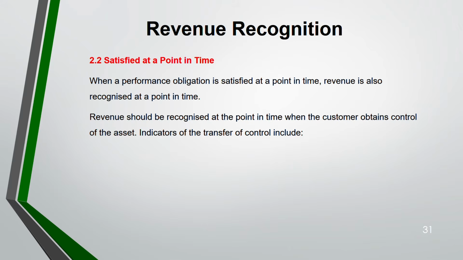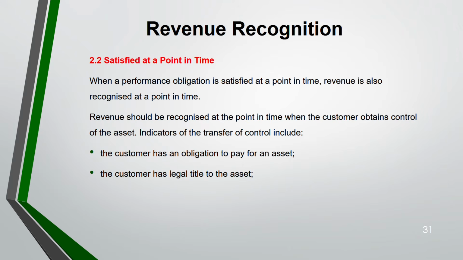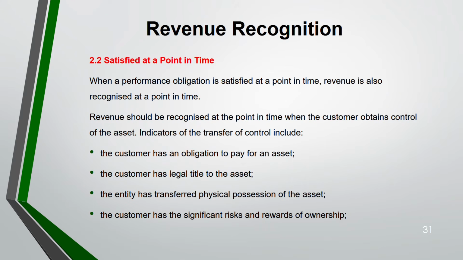And how do you know transfer of control has taken place? These five are the indicators you have to see in your case study in your exam. First, customer has an obligation to pay for an asset. Customer has the legal title to the asset. Entity has transferred the physical possession of the asset. Customer is bearing the risk and rewards of ownership, and customer has accepted the asset.